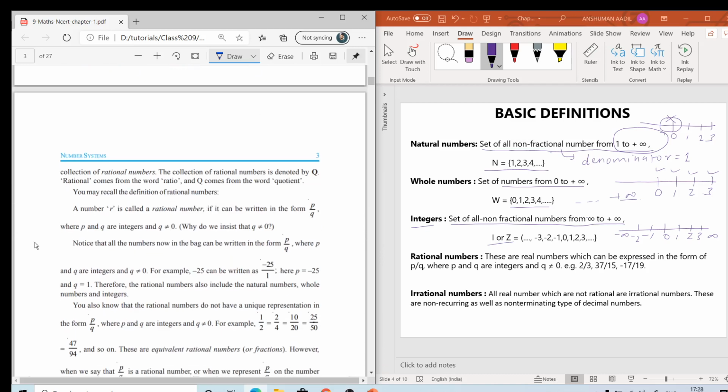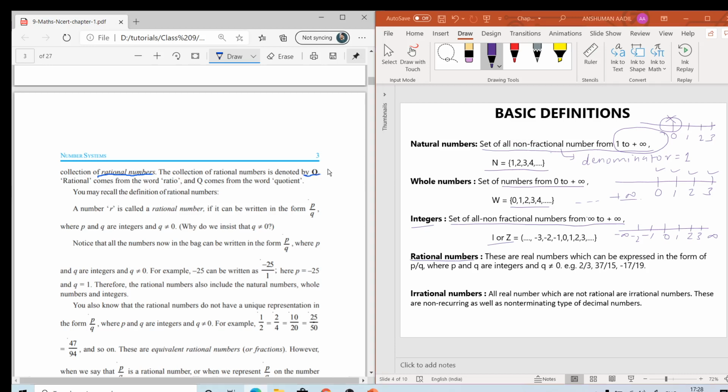So while moving on the number line again, we are going to find some fractional numbers, and these numbers are called rational numbers. These numbers are called rational numbers. So what are the rational numbers? Rational numbers are denoted by Q here.